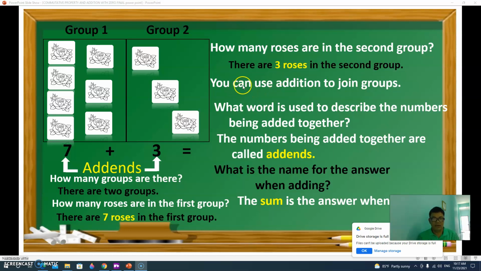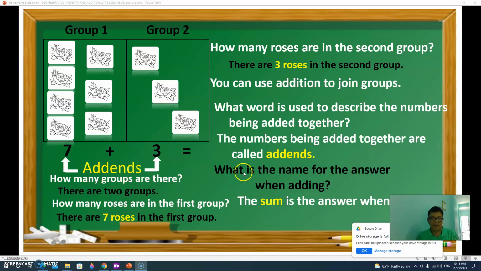You can use addition to join groups. You can use addition, or plus. What word is used to describe the numbers being added together? The numbers being added together are called addends. So 7 and 3 are our addends.